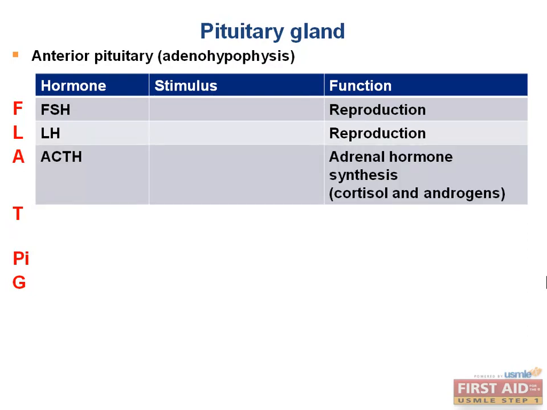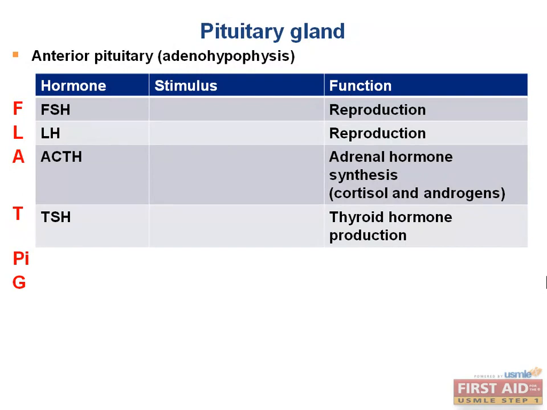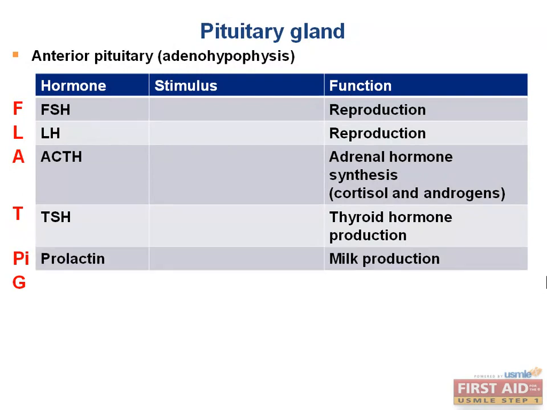ACTH, which primarily acts on the adrenal gland to stimulate the production of cortisol and androgens, or sex hormones, TSH, which acts on the thyroid, prolactin, which is involved in milk production, and growth hormone, which has a wide range of effects on metabolism and growth.